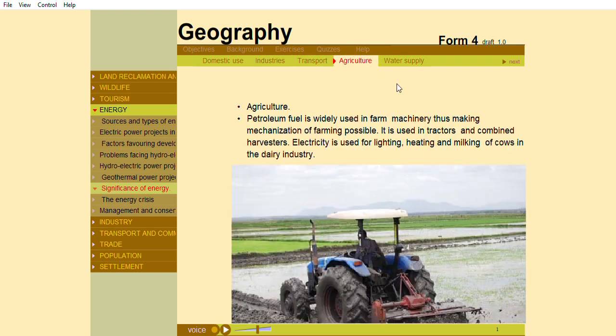Agriculture. Petroleum fuel is widely used in farm machinery, thus making mechanization of farming possible. It is used in tractors and combined harvesters. Electricity is used for lighting, heating, and milking of cows in the dairy industry.